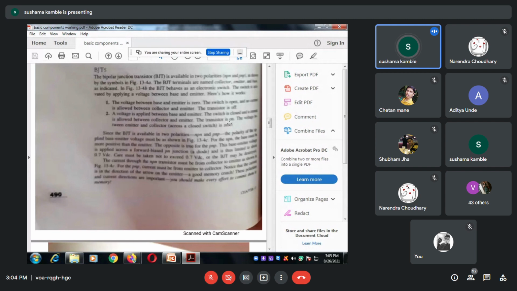So the transistor is now in an on condition, and when the transistor is on, the voltage between emitter and collector is 0. That is VCE. The voltage between the emitter and collector is 0 when the transistor is on. Got it? Should I repeat it again?